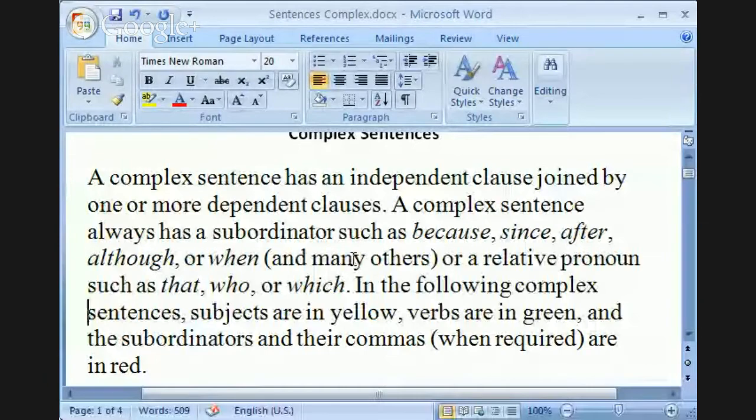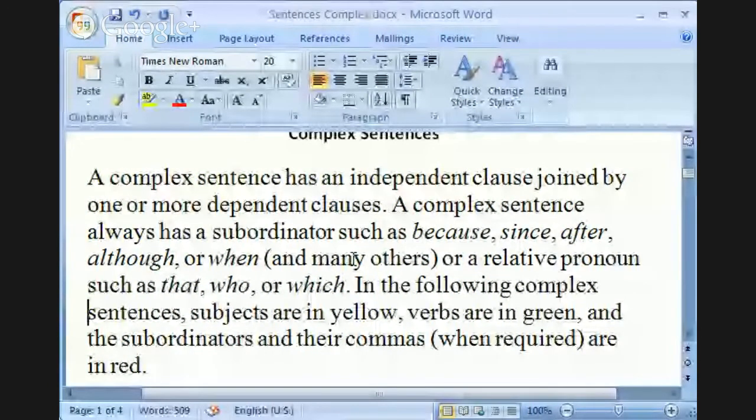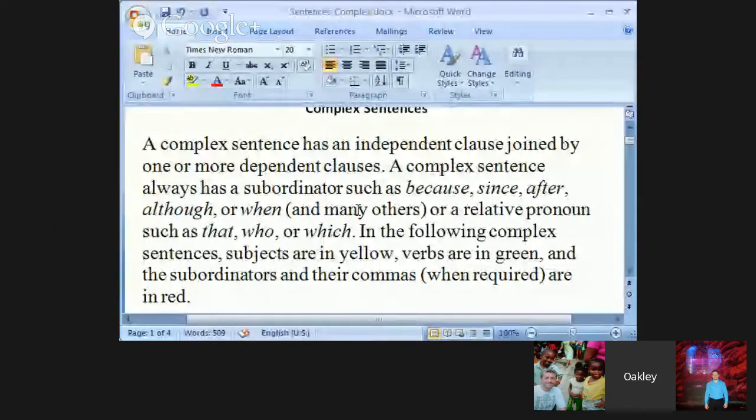Okay, we're going to be looking at complex sentences. This is an actual sentence type which has an actual definition, and here it is, more or less. A complex sentence, what is it? It has an independent clause, which is AKA, also known as a simple sentence, which will be joined by one or more, that is key, dependent clauses.